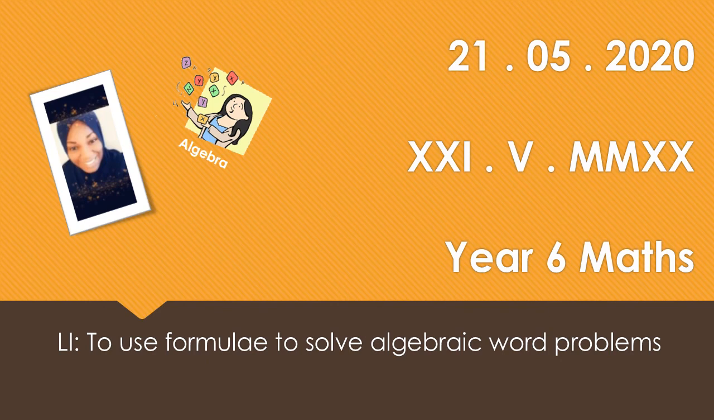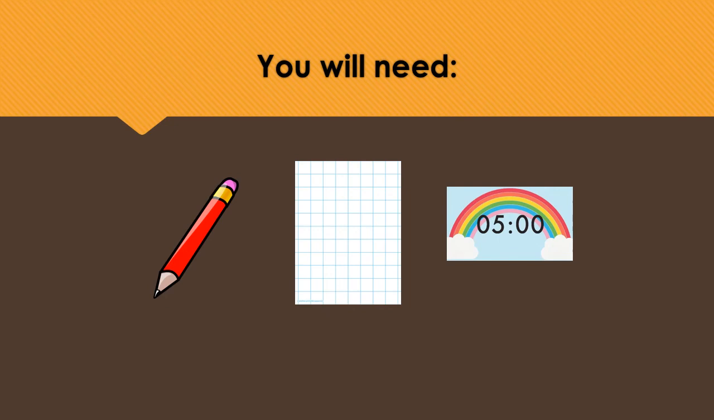So for today, we are going to be looking at formulae and how we can use formulae to solve algebraic word problems. So I'd like you to write down today's date, 21st of May, 2020, and the learning intention in your books, remembering to write our date in Roman numerals as well. Fantastic. For today's lesson, you will need a pencil, paper, and a 5-minute timer. Check.